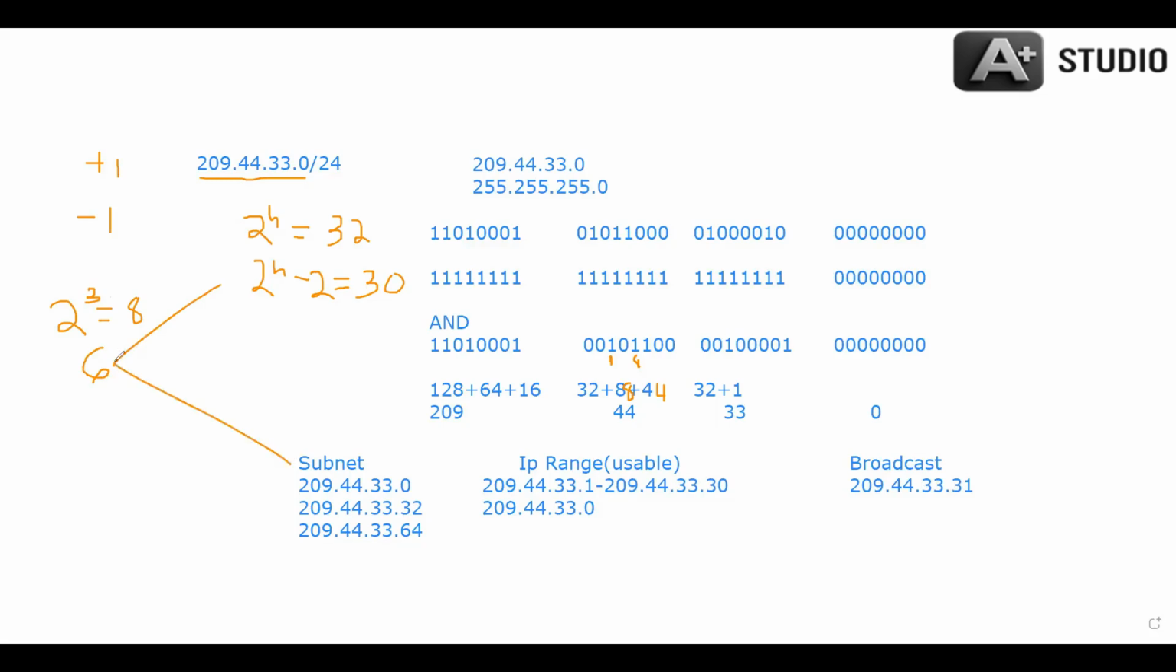Let me put this one here. Make this one this, make this one that, make this one also this. We said that the host for the subnets were each 32. Let's leave it the last one.